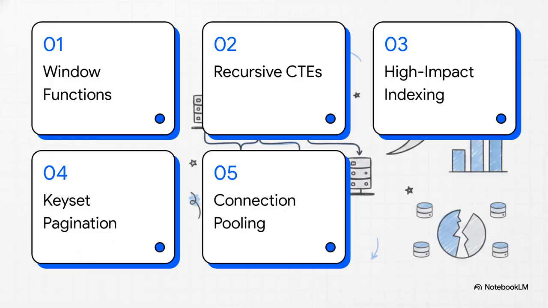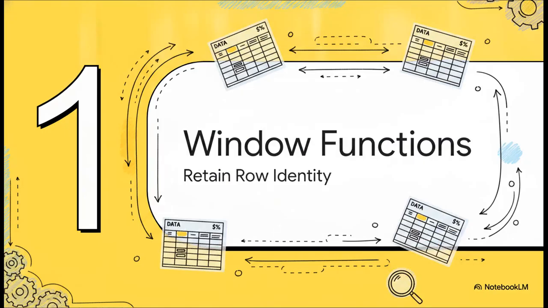Okay, let's dive into this map. Here are the 5 masterclass topics we're going to cover. First, analytical window functions. Second, declarative recursive CTEs for hierarchical data. Third, high-impact indexing strategies. Fourth, we'll get into the math behind keyset pagination. And finally, we'll wrap up at the infrastructure level with connection pooling. Let's get to it. Section 1.